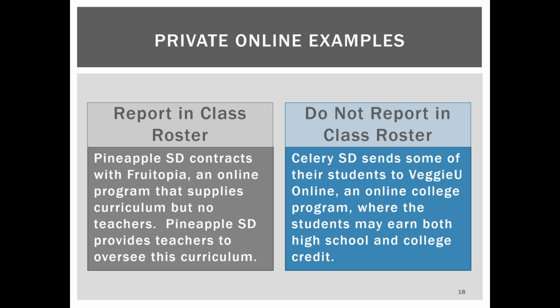Celery School District, however, sends some of their students to VeggieU Online, an online college program where the students may earn both high school and college credit. In this case, they're going to a college online program that the school does not oversee, so you do not report that in class roster. Now again, more examples of this can be found in the online guidance of the class roster manual, so I advise you all to take a look at that if you have students doing these kinds of things.